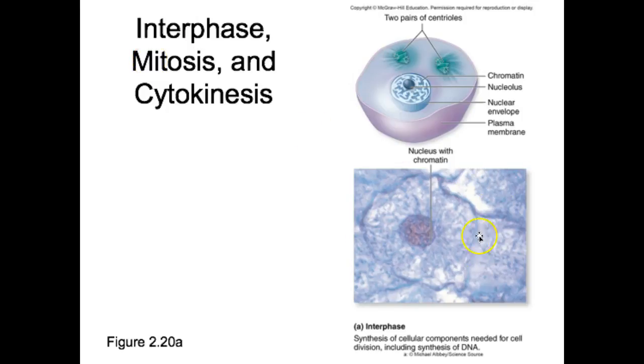So here you can see a cell that is in interphase. You can tell because of the appearance of the nucleus here and the chromatin. You can see that the DNA inside of it is just loose, as opposed to condensed into chromosomes. In a minute, we'll show you what a cell looks like with chromosomes as opposed to chromatin. Remember, those are just 2 different forms of DNA.